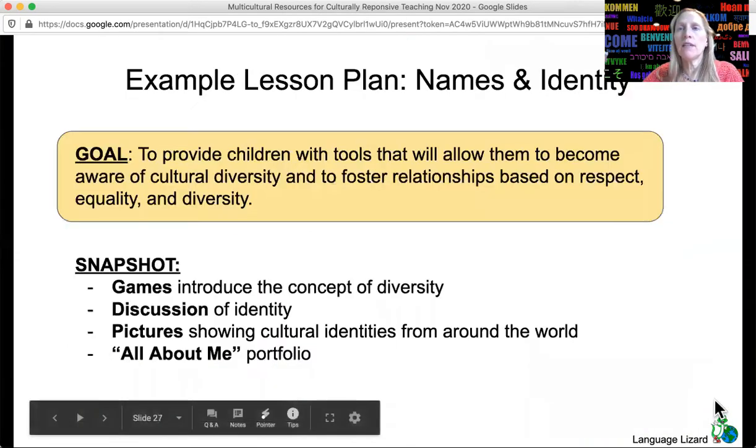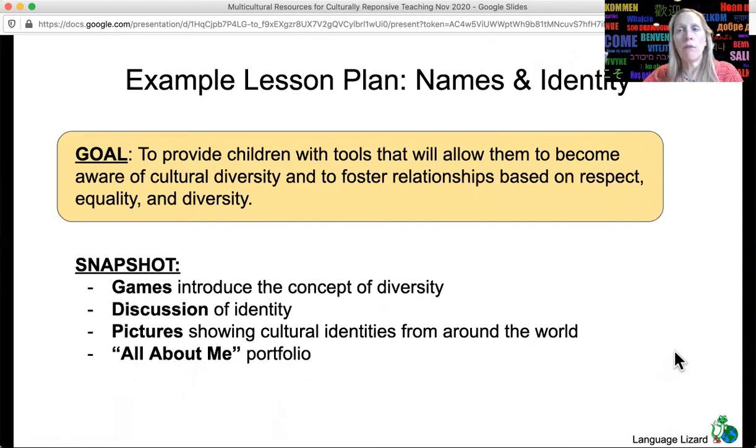Another lesson I'd just like to look at briefly is one on names and identity. It's a great one to work on to get to know each other in the class and build children's self-confidence. The goal is to provide children with tools that allow them to become aware of cultural diversity and to foster relationships based on respect, equality, and diversity. Games are used to introduce the concept of diversity.